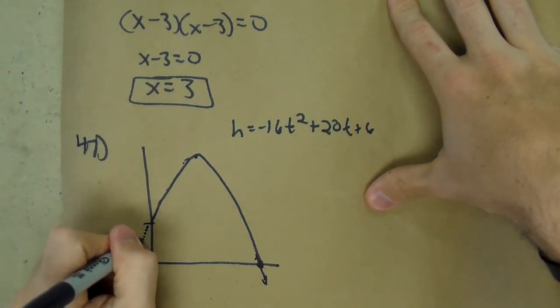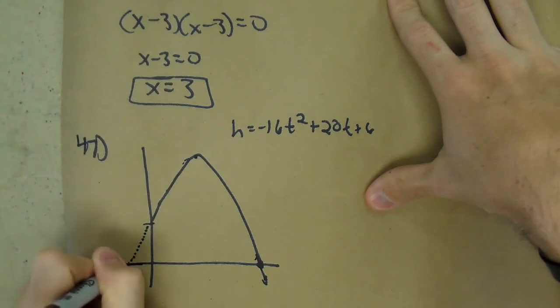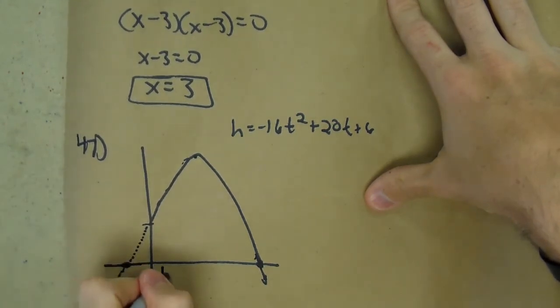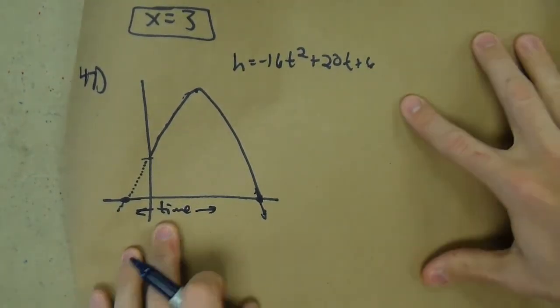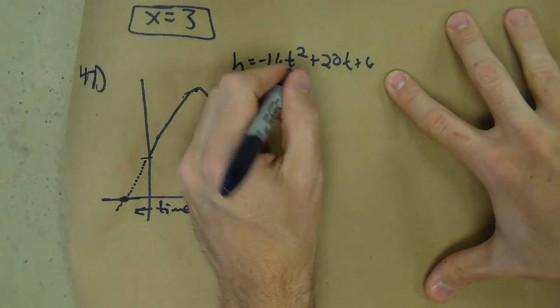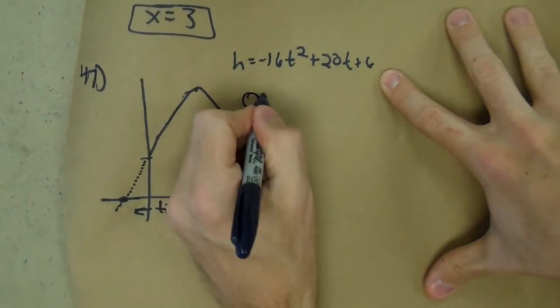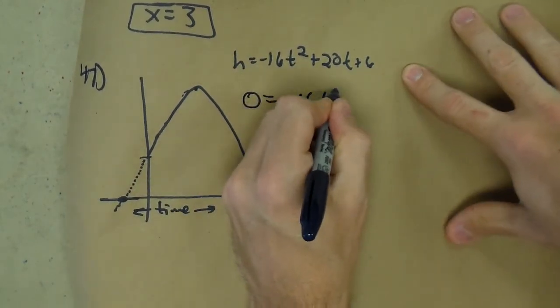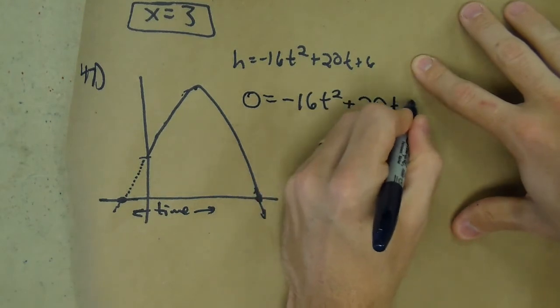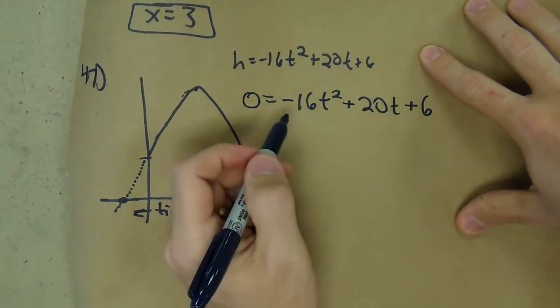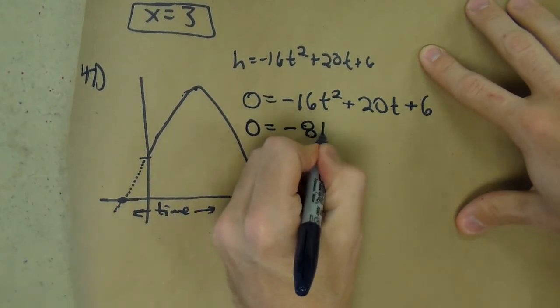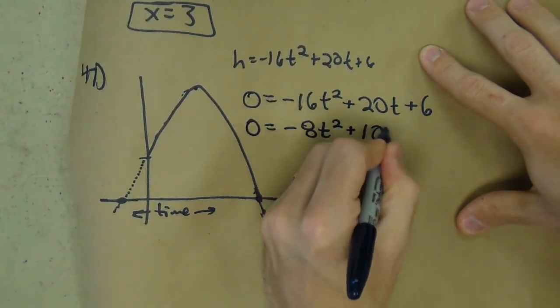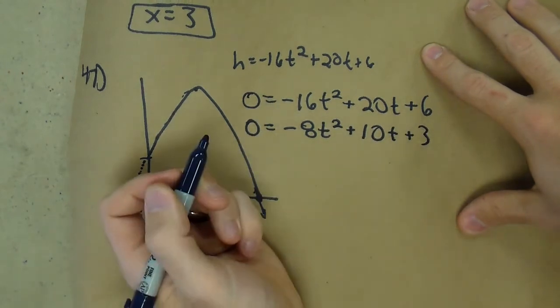Now realize if we extended and made time negative over here, it would also hit over here. But we don't really worry about the negative time. We normally just pay attention to positive time in the context. So what we're going to do is solve this equation and find the zeros. Before I do that, I'm going to divide everything by 2, just to make numbers a little smaller. I get negative 8t squared plus 10t plus 3.